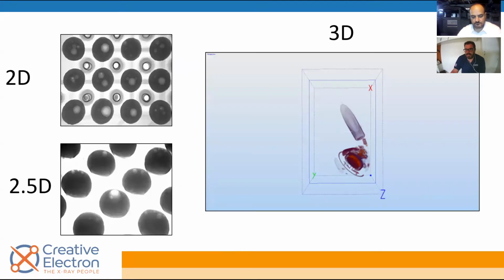And here's a quick view of the 3 different X-ray styles we have. So we have 2D, which is just top view, 2.5D, which is oblique or angle views, and then 3D, which is the actual tomography. So being able to move, rotate your sample around, slice, and manipulate it as you please.